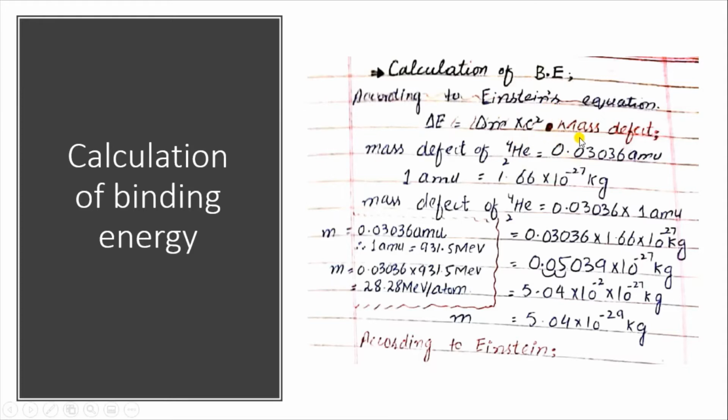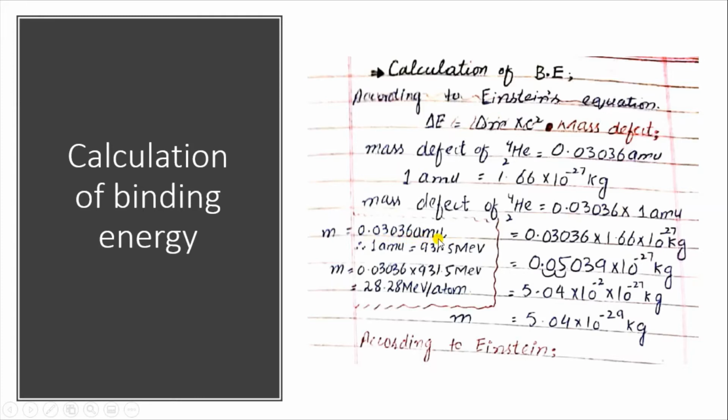So the mass defect of helium, which we have already found, has a value of 0.03036 AMU, and we know that 1 AMU is equal to 1.66 multiplied by 10 to the power minus 27 kilogram. The mass defect of helium is 0.03036 multiplied by 1 AMU. So what will be the mass?